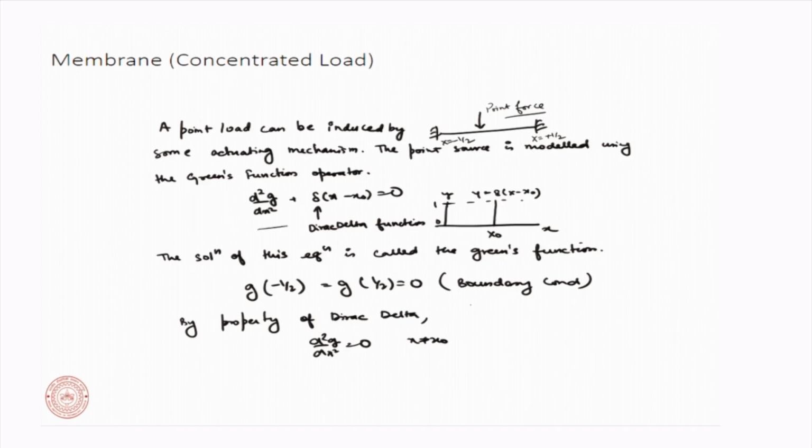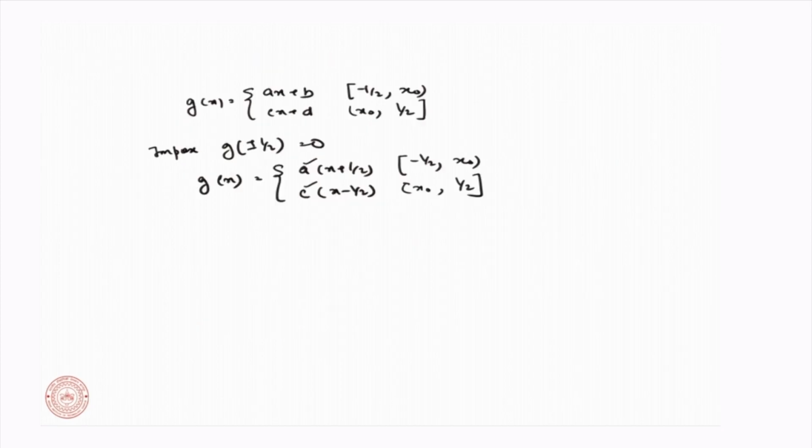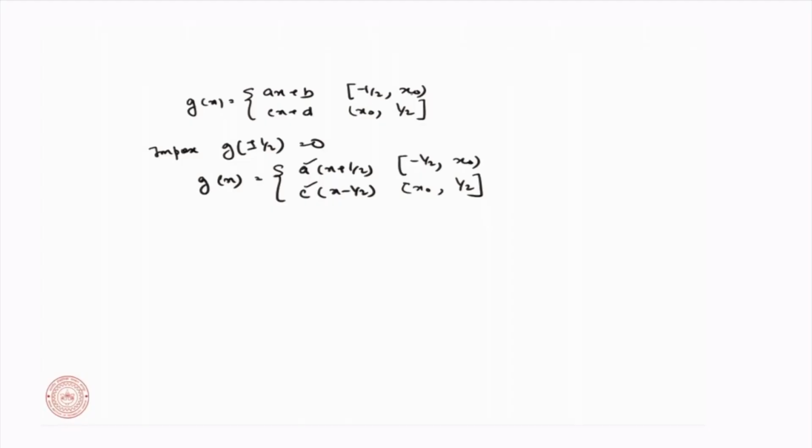Now, it is a second order derivative. So, at x not equal to x naught, we have 0 values for del square g by del x square. So, this delta of x minus x naught is our Dirac delta function, and that is equal to 0. When we try to solve for this, we get two solutions, right, one before x equals x naught and one after x equals x naught. So, from minus 1/2 to x naught, we have a x plus b, and from x naught to plus 1/2, we have c x plus d.